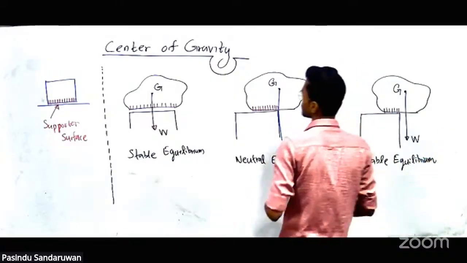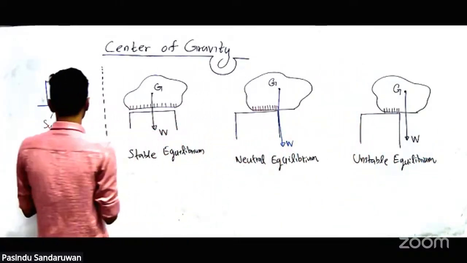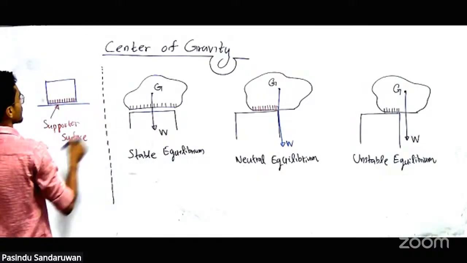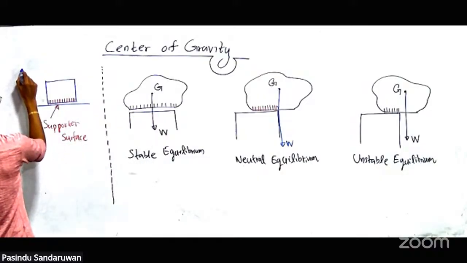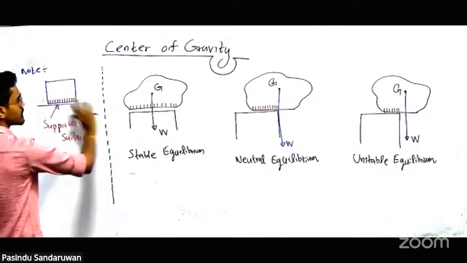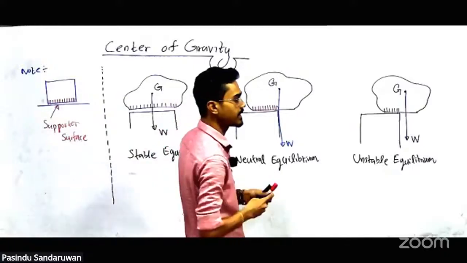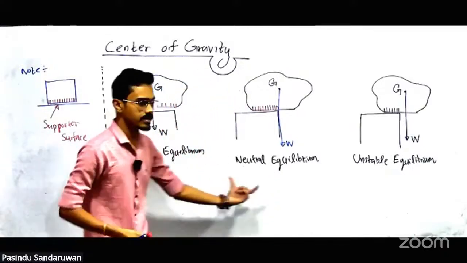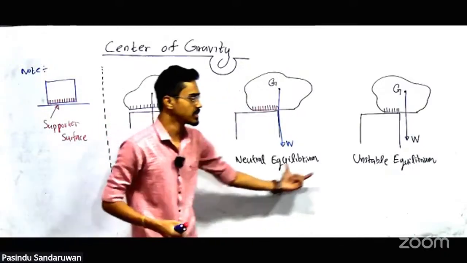Unstable equilibrium. Okay. Now, if needed, you can take this down as a note, and we'll be writing points under each equilibrium.